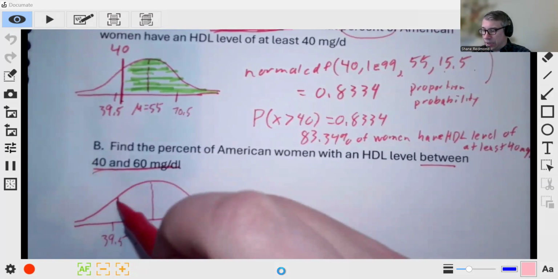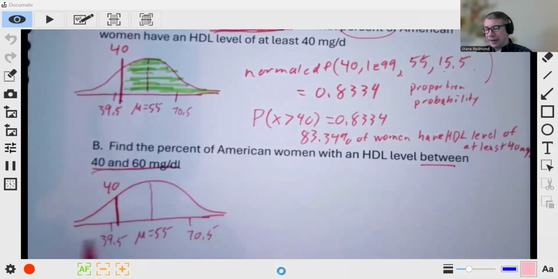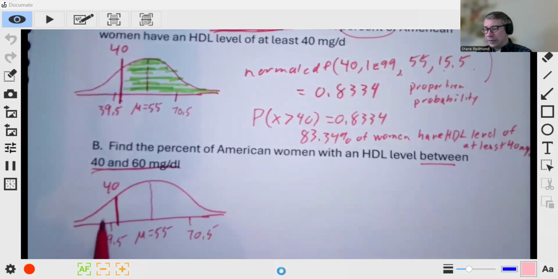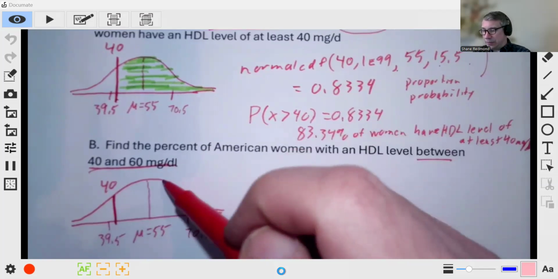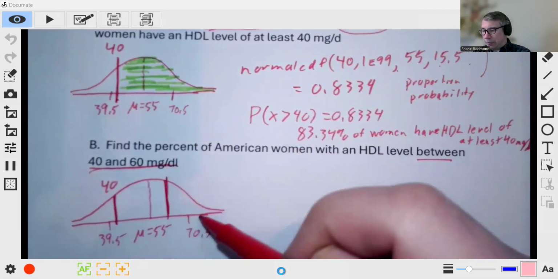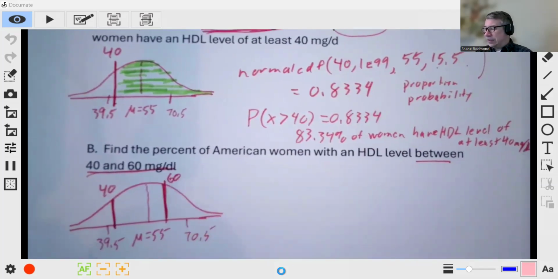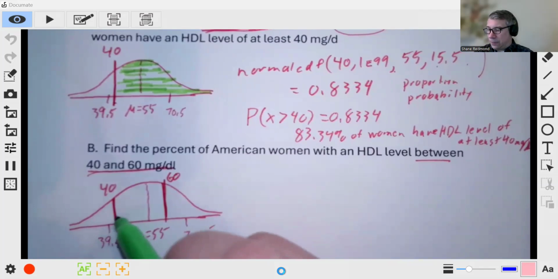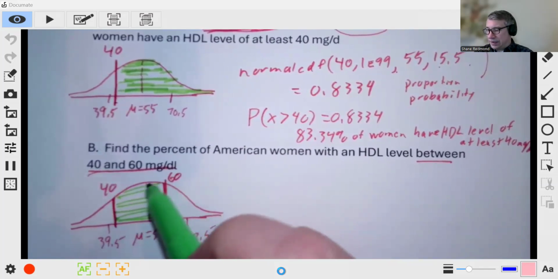So let's put the 40 in here. If you have trouble putting these things in, remember x-axis acts like a number line. So 40 is close to 39.5, but a little bit bigger. 55 to the right, and next value is 60. It's a little bit bigger than 55, but not quite up to 70.5. So here's my 60. And so the region I'm looking for now is this region right here.